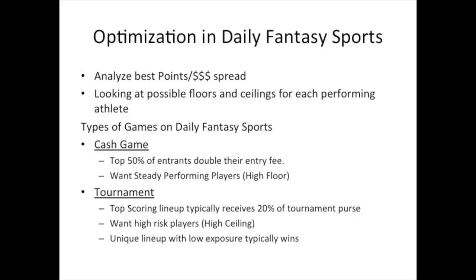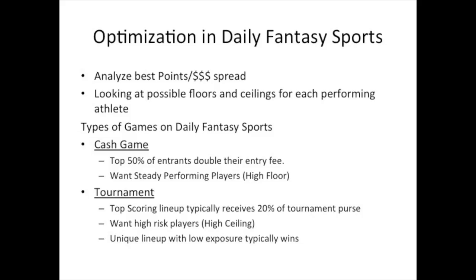So for instance, a cash game is where the top half of entrants double their entry fee. And essentially here they're looking for steady performing players of low volatility, and just a high average score. We want this because since the top half of entrants cash in this, it doesn't matter if we beat the last person by 5 points or 500 points. So essentially we're looking for a score around 150 points in this game, which averages to about 20 to 25 points per player, which is pretty doable.